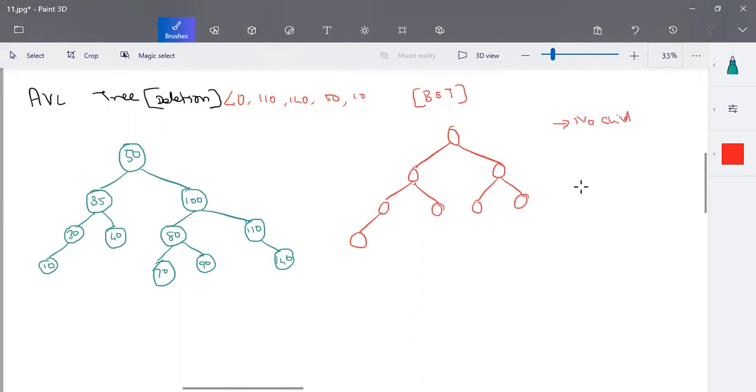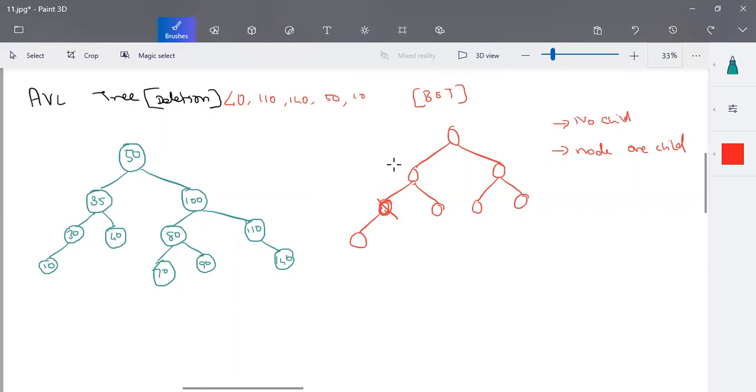When you want to delete a node with no child, you can directly remove it. The second case is deletion of a node with a single child. When you want to delete a node with one child, replace the node with its child. For example, when you want to delete this node, which has one child, we remove it and put its child over here. So these two are the easy cases.